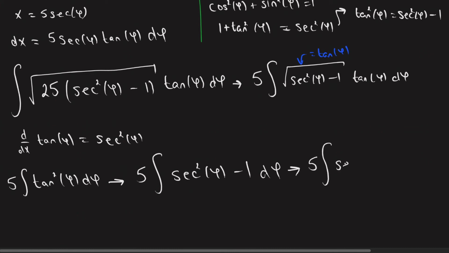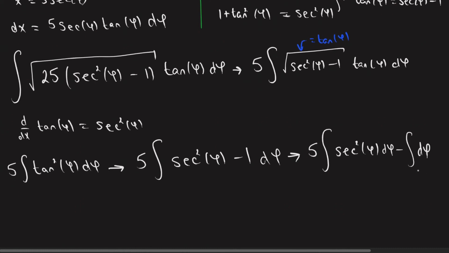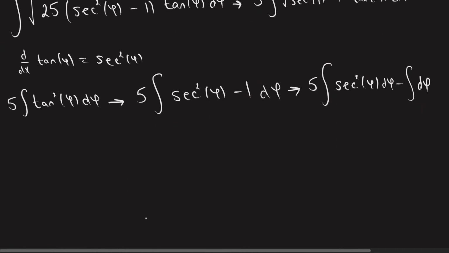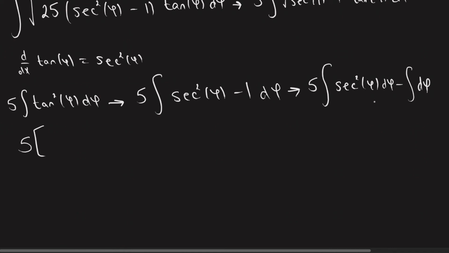secant squared phi, and this is, well, we know if we differentiate tan of phi, we get secant squared of phi. So if we go backwards, we're just going to get tan. So now we know that this is going to be 5 times secant squared of phi, which is now tan of phi, minus phi, and then plus c.